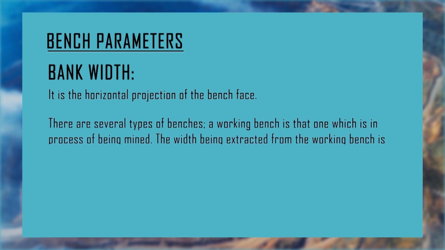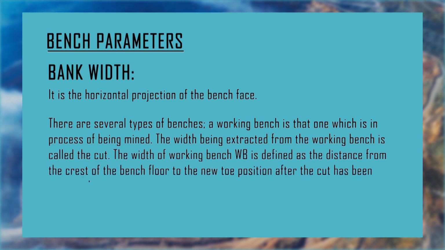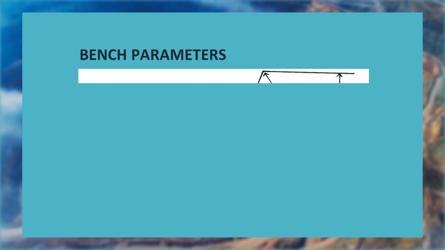There are several types of benches. A working bench is one which is in the process of being mined. Here the continuous mining process is carried out. The width being extracted from the working bench is called cut, and the width of working bench WB is defined as the distance from the crest of the bench floor to the new toe position after the cut has been extracted. Clearly, the bench is a working place or moving place of an open pit mine, and this is depicted by the diagram.